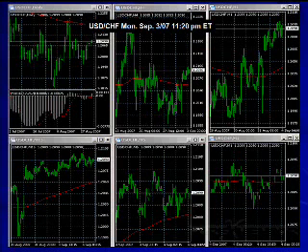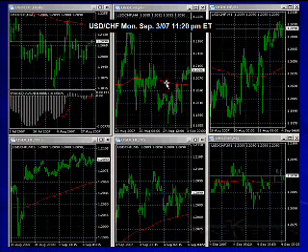Now let's have a look at MetaTrader, one of my favorite charting packages. Here I have sized the various charts to fit on one screen, which works quite nicely. Here we have the daily chart, the 4-hour chart, 1-hour chart, 15-minute chart, 5-minute chart, and 1-minute chart. Now, see if you see an anomaly here.